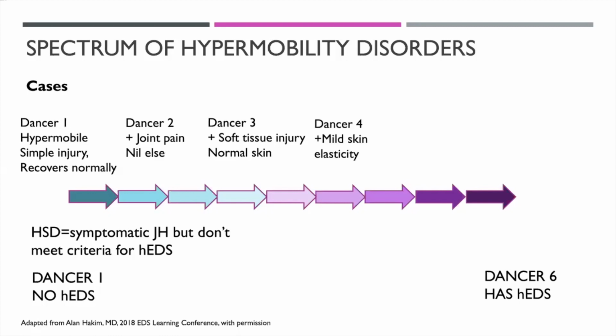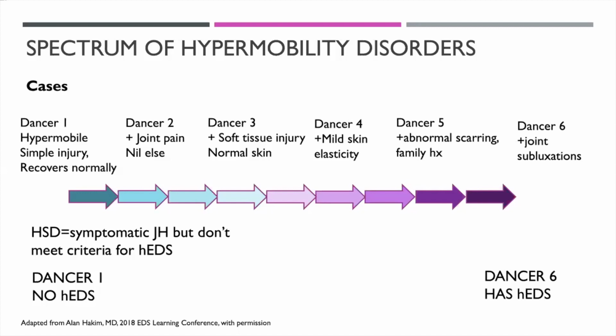Dancer 4 has the same things, but also has additionally mild skin elasticity. Dancer 5 also has a family history and abnormal scarring. And dancer 6 has all of the features of dancers 1 through 5, but also joint subluxations, and that's where the joint comes out of proper alignment, but it's not a dislocation because the bones are still in contact with each other.